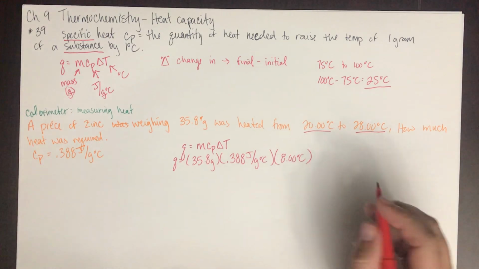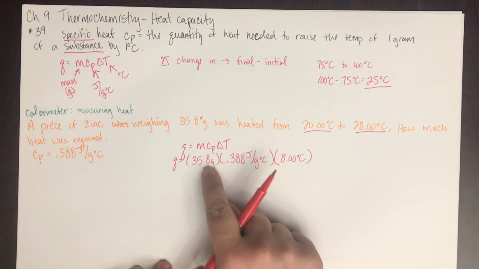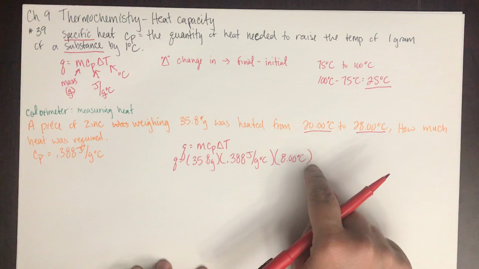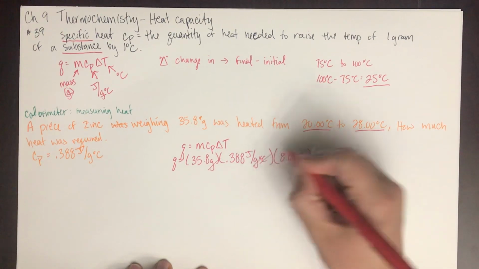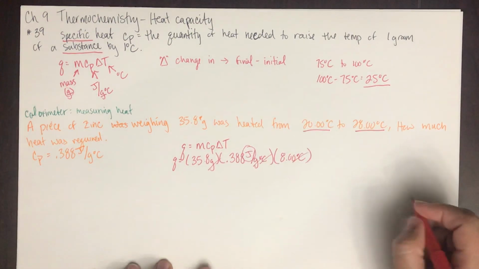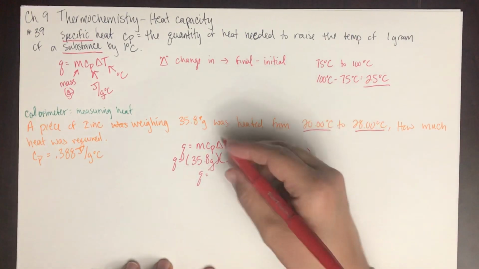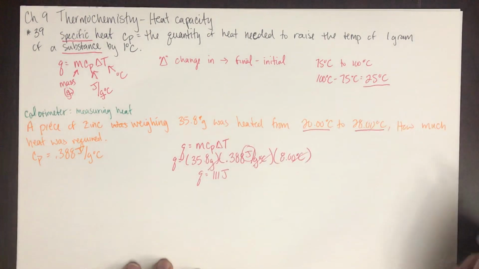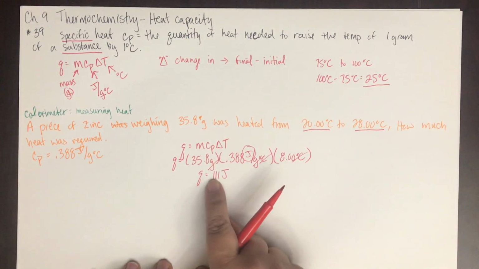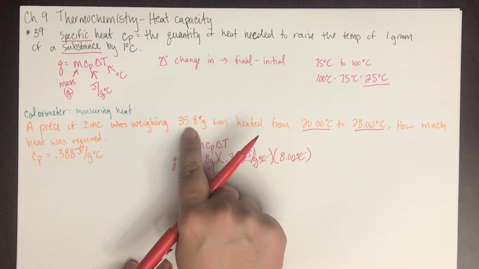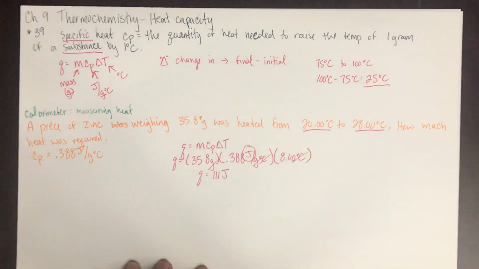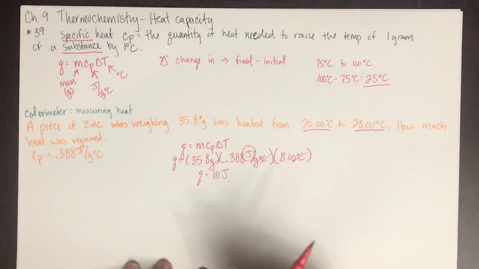So Q is going to be 35.8 times 0.388 times 8. Grams cancel, degrees Celsius cancel, and your answer is going to be in joules. Q is 111 joules. That's how much heat is required, how much energy you have to put into 35.8 grams of zinc to increase its temperature from 20 to 28. This is a positive number. It's an endothermic process.